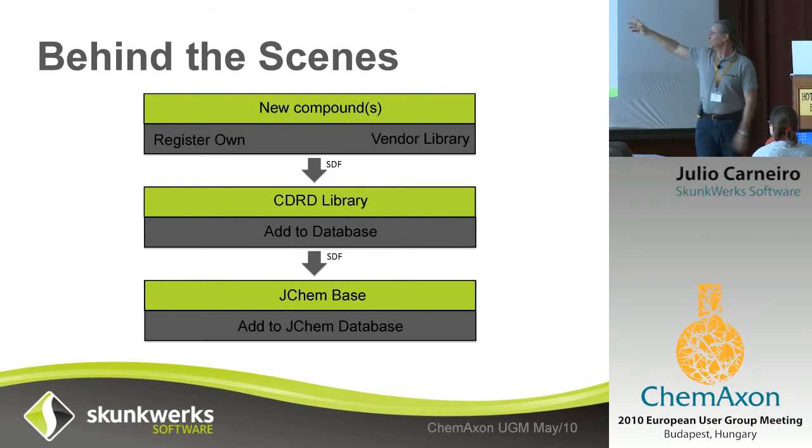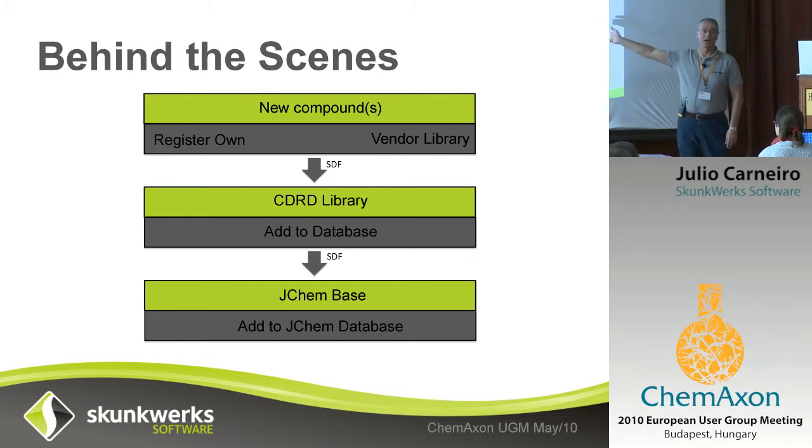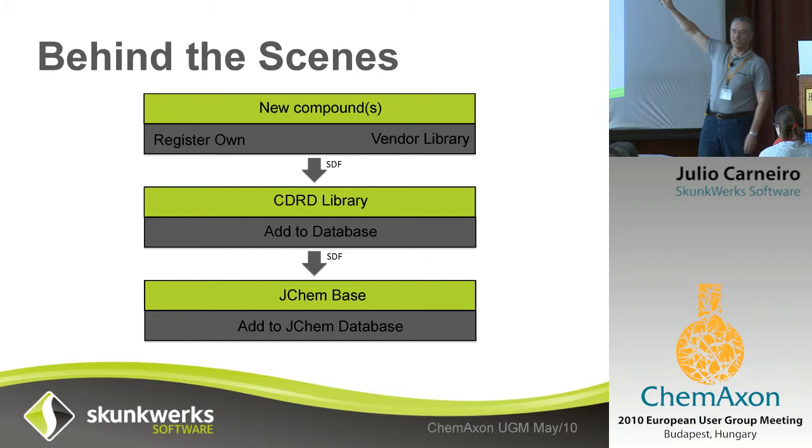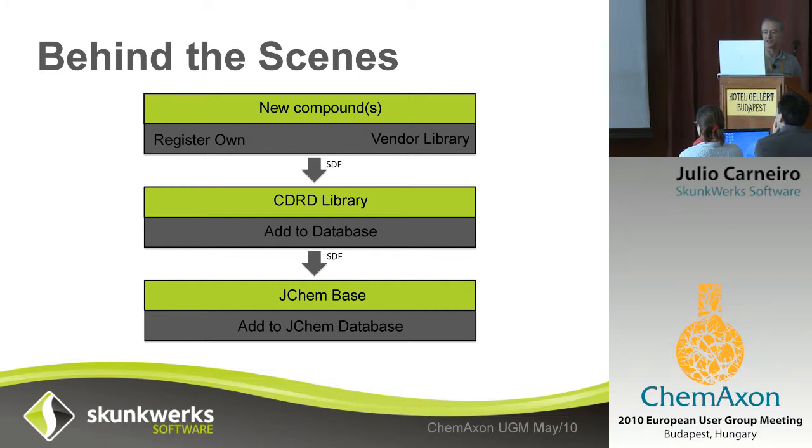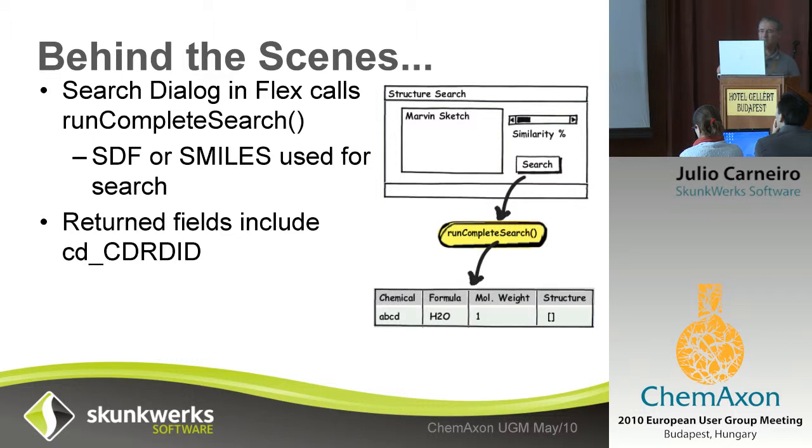And actually during this process, we use duplicate searches before adding to the database. Duplicate search is done through JChem Base. So we first check if that compound exists, especially on the new registrations. We query JChem Base for duplicates, or structure searches, substructure searches, or similarity searches, before adding to the database.